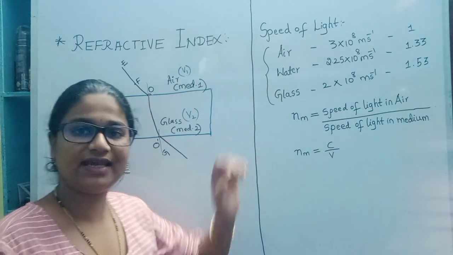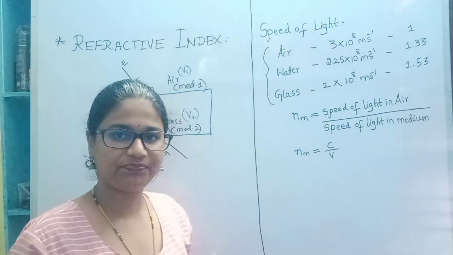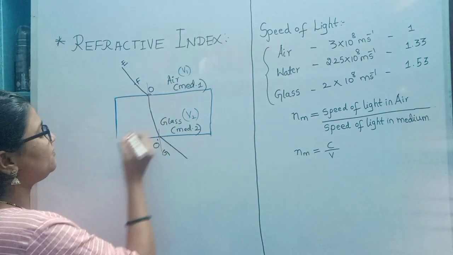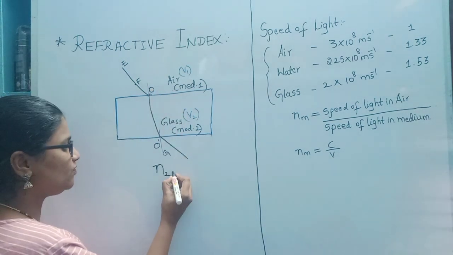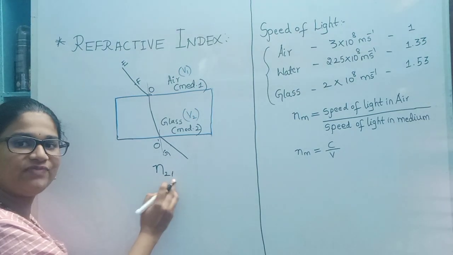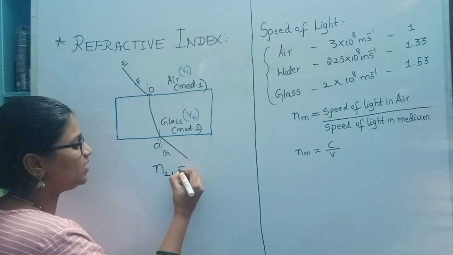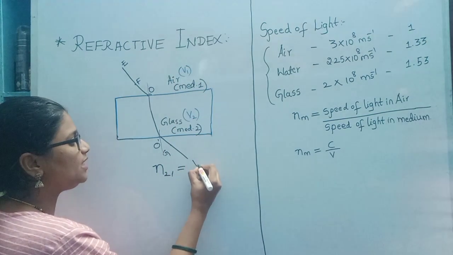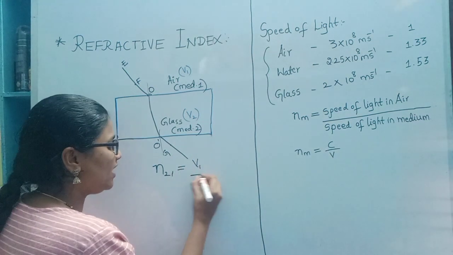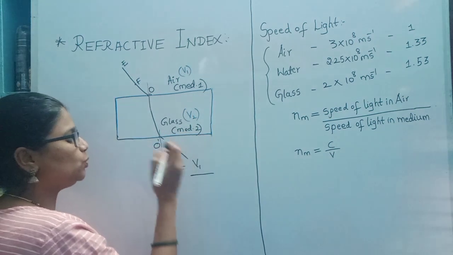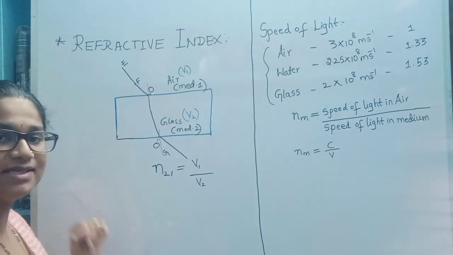So the refractive index can be given by the speed of light in air divided by the speed of light in the medium. Let us see the refractive index here. The refractive index of medium 2 with respect to medium 1. So we should write medium 2 with respect to medium 1; this is how we have to represent it. This is small n, medium 2 with respect to medium 1, and it will be given by the speed of light in medium 1, represented by lowercase v1, divided by the speed of light in medium 2, that is lowercase v2. This is the refractive index of this refraction.